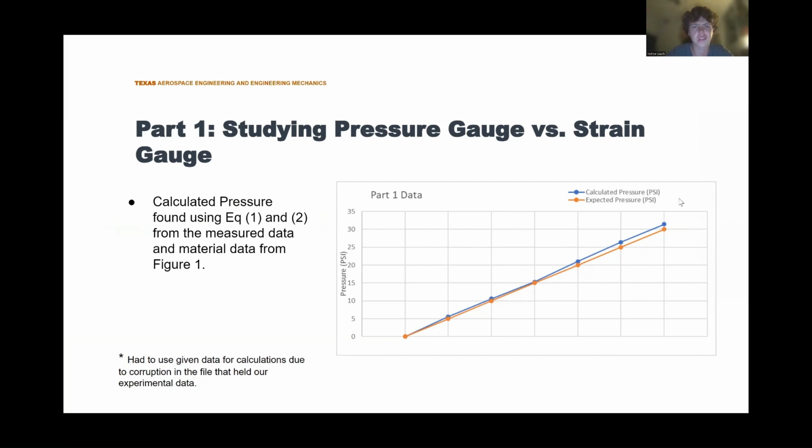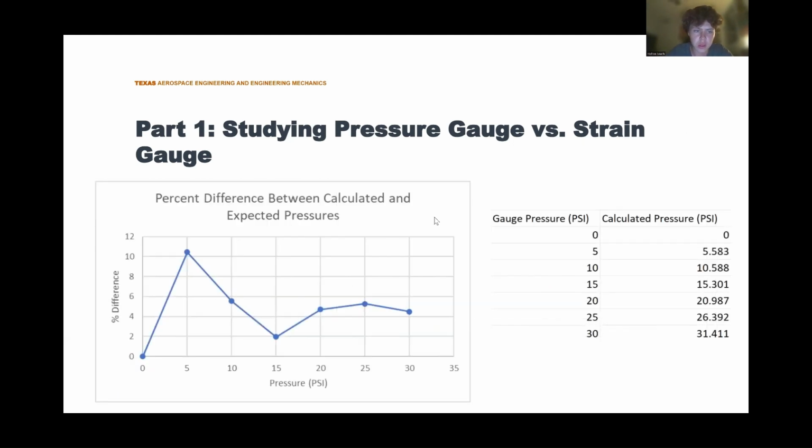We had some problems with the Excel sheet for our experimental data. But we can see the expected pressure goes up steadily. This is just the pressure that we set our pressure gauge to, so it's at 0, then 5, then 10, and so on up to 30 in a linear relationship. And then the calculated pressure that we found using these equations follows it pretty closely. We can see just a few variations, but barely any of note. They're well within the error range.